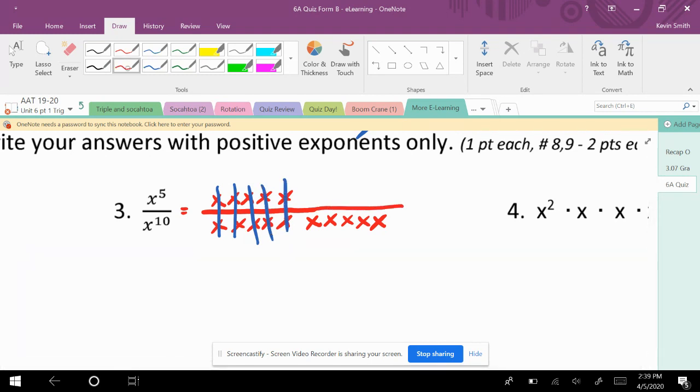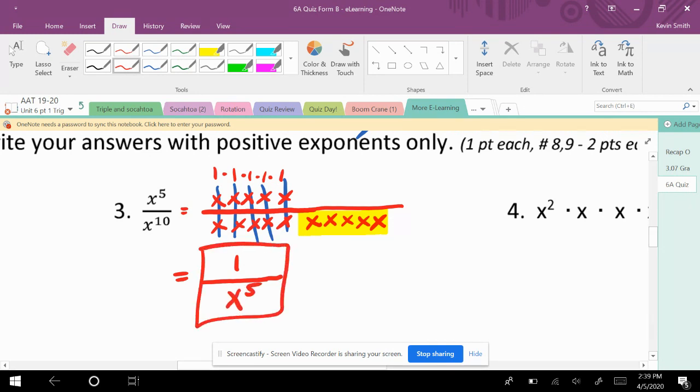So I am left with, what am I left with? My numerator. What's x divided by x? 1. X divided by x again, 1. Times 1, times 1, times 1. What's 1 times 1 times 1 times 1? It is just 1 in the numerator, and I'm left with x to the 5th in the denominator. 1 over x to the 5th. A lot of kids will forget this numerator and just write x to the 5th.